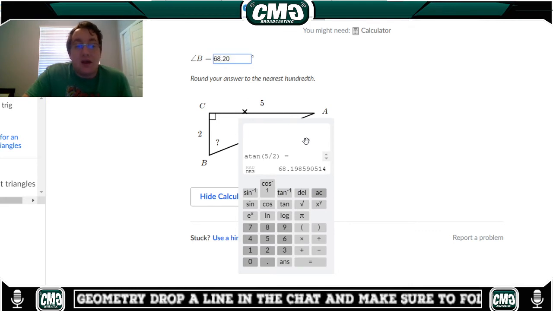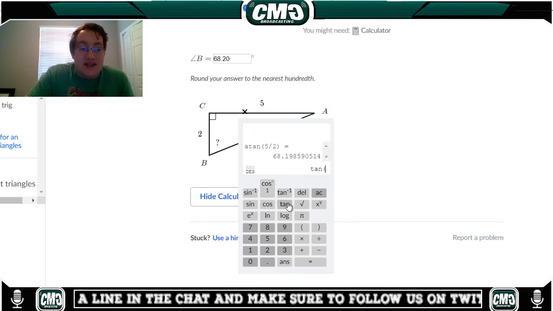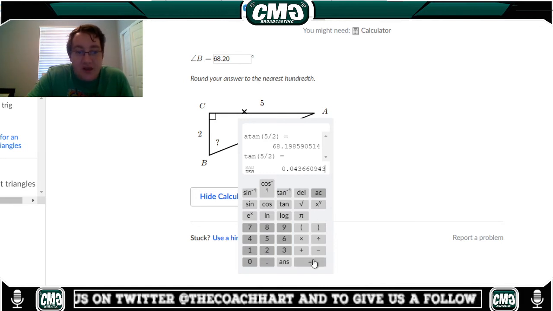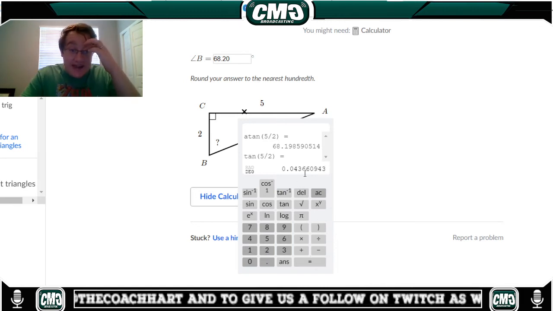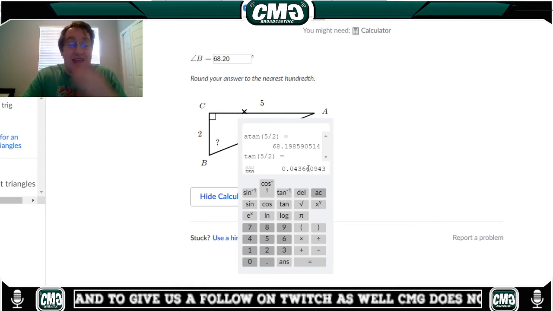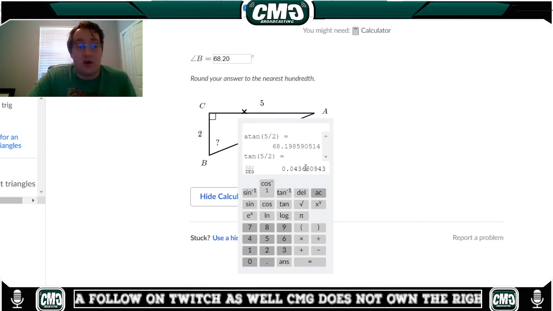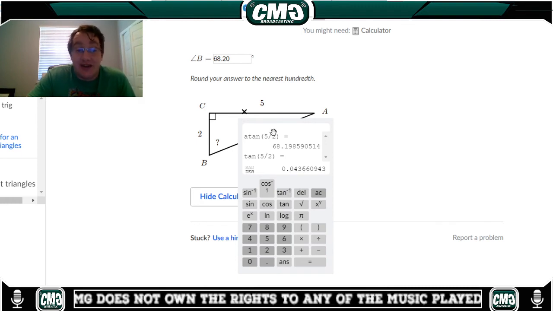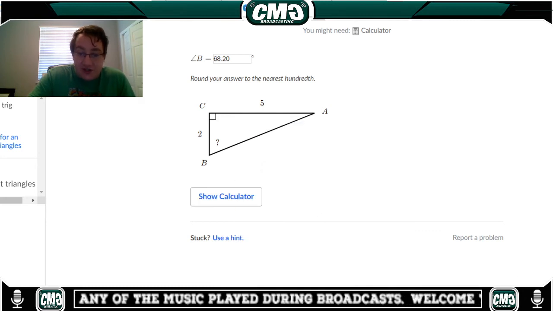So that's going to be 68.20. Now, I do want to show you if you just hit tan instead and do 5 over 2, notice the answers we get are decimals. If you are getting decimals like this, decimals that are less than 1, you are not putting in the inverse tangent. You're putting in the tangent. It has to be the inverse of these functions for this to work.